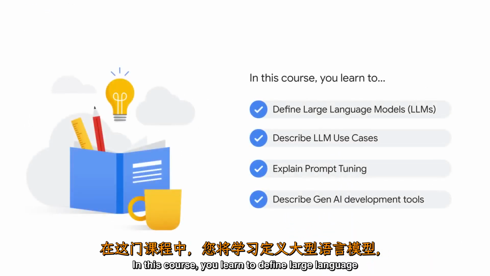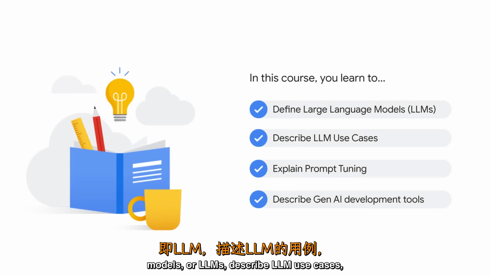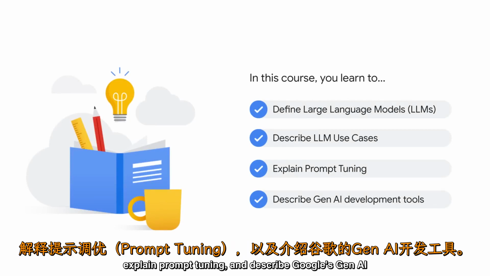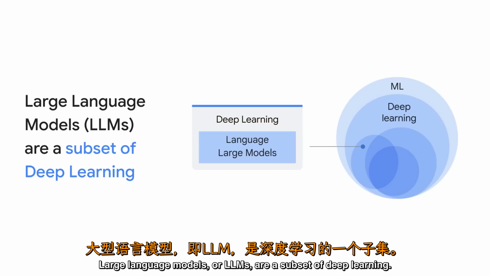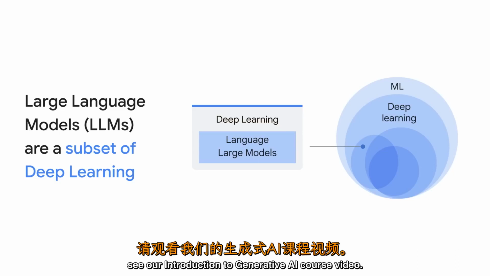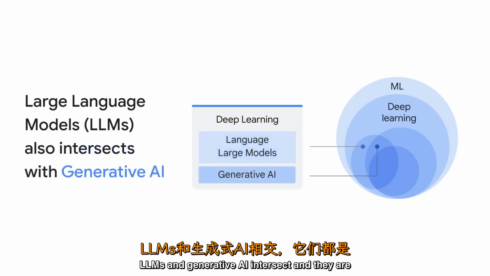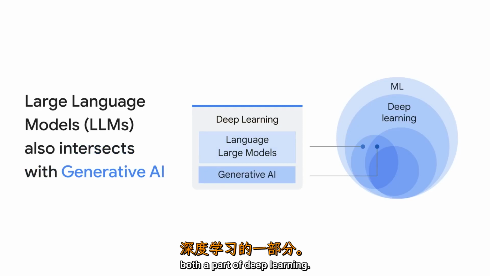In this course, you learn to define large language models, or LLMs, describe LLM use cases, explain prompt tuning, and describe Google's GenAI development tools. Large language models, or LLMs, are a subset of deep learning. To find out more about deep learning, see our Introduction to Generative AI course video. LLMs and generative AI intersect, and they are both a part of deep learning.